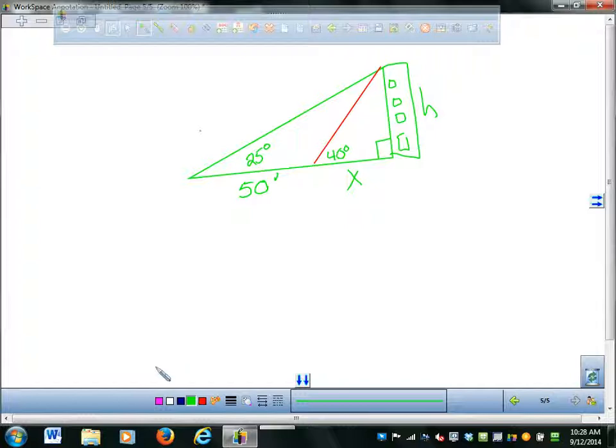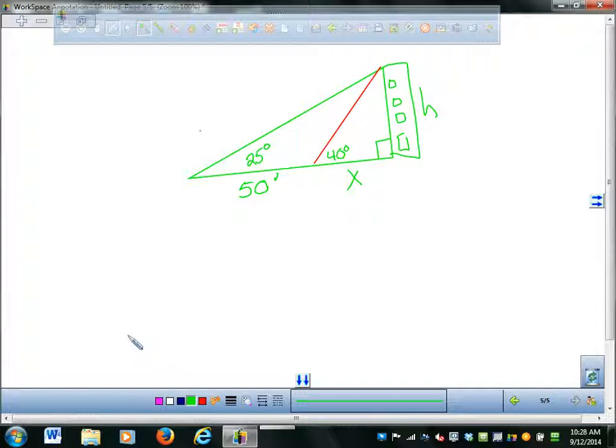How would you do that? If you wanted to find H over here. First you have to find X, and then you have to find H, okay? So how would I find X? 25 over 50 equals 40 over X. No, you can't. They're not similar triangles. You can't do that. And you can't do it with angles and sides.